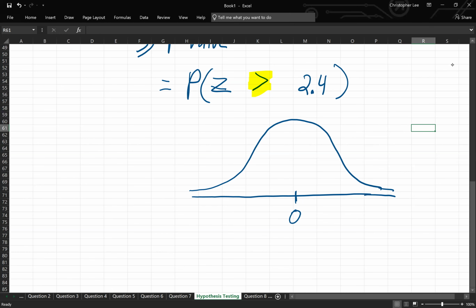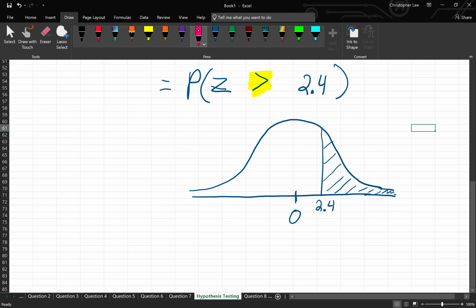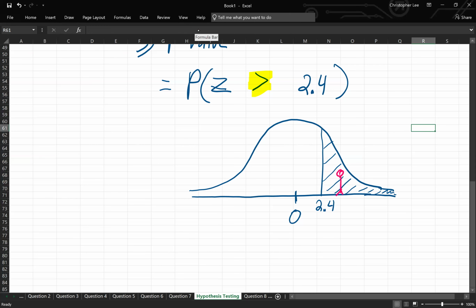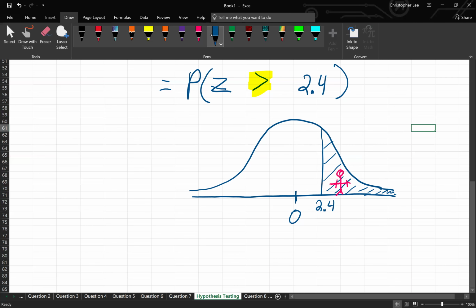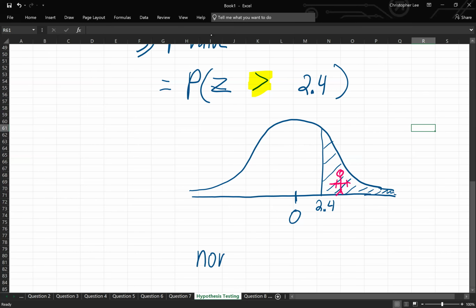So now, 2.4 is bigger than 0, right? So that means it's going to be on the right-hand side right here. Exactly. This is a right tail test. So I want the area to the right, right over here, because that's greater than. Let's pretend for a second that I'm standing in a distribution right here. You already know where I'm going with this, right? Normal CDF.